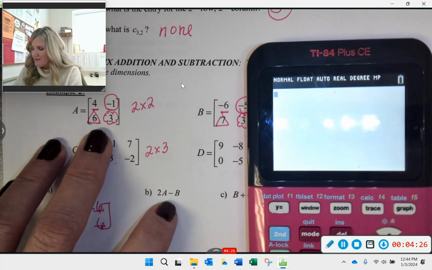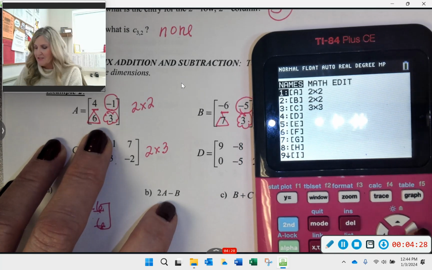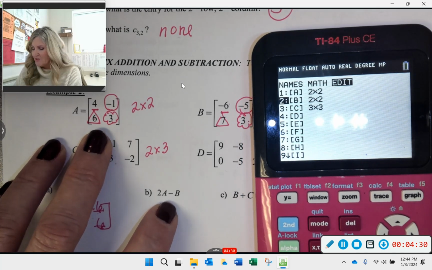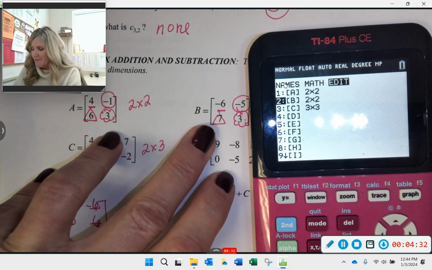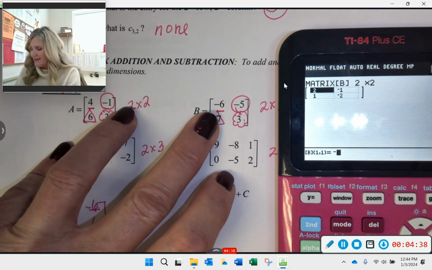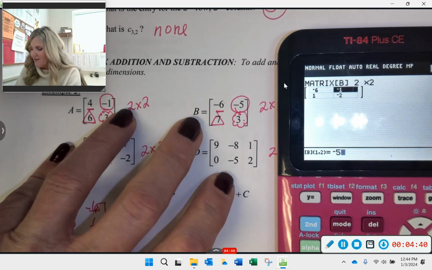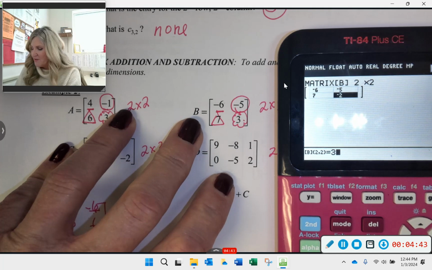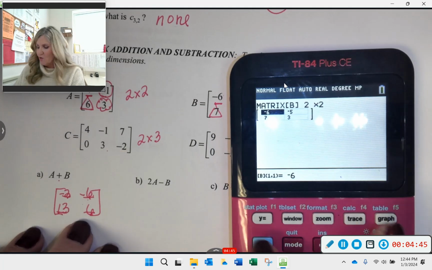I have to quit. I have to go back to my matrix, go over to edit, and I have to go down now to matrix B. Edit matrix B. It's also a 2 by 2 matrix. I put in my entries, -6, -5, 7, and 3. I now have to quit.